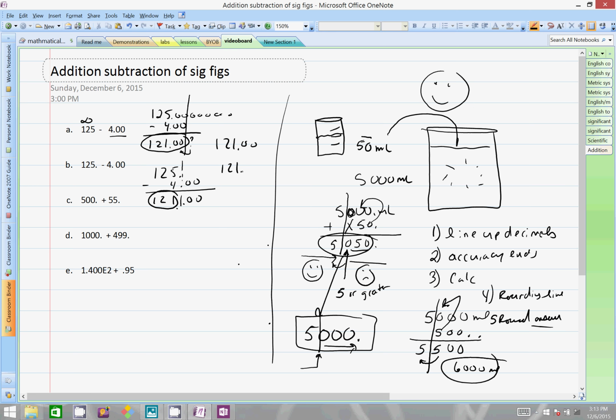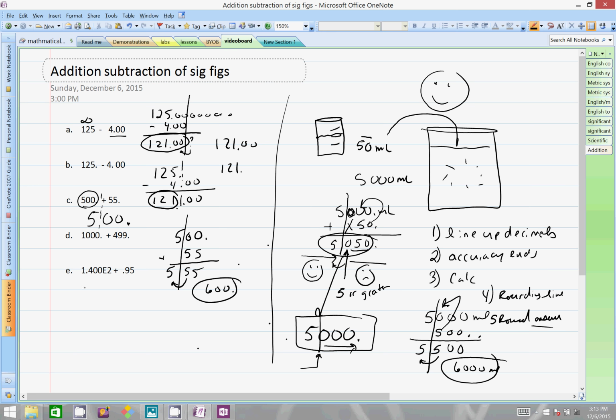All right, letter C, 500 plus 55. In this case, the top number loses accuracy first, right here. This is an estimate of 500, which means the 5 is known, but the zeros are just placeholders showing where the decimal place is. So plug in your calculator, 555, and this 5 is big enough to round up, and I get 600 as my answer.